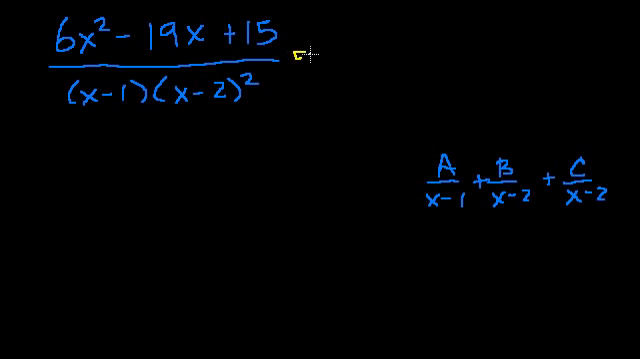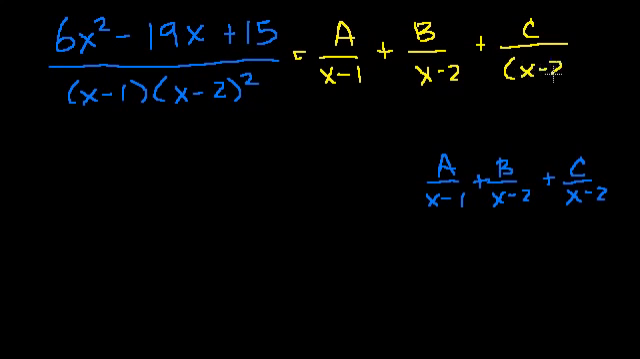So the decomposition here is going to be a over x minus 1 plus b over x minus 2 plus c over x minus 2 squared. And the intuition here is that if you were to, let's ignore this term right here, but if you were to add these two terms right there, you would get a rational function that would end up having something times x plus something in the numerator.